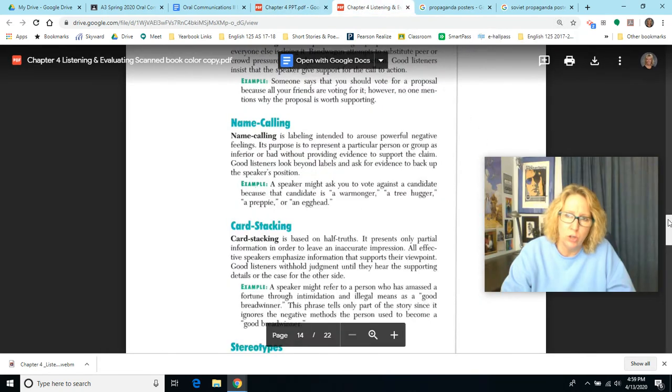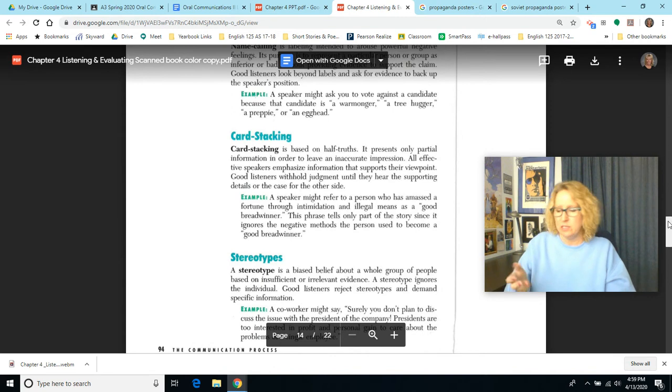The next one is called card stacking. And just like it sounds, you're trying to stack some evidence and make it seem impressive, but it's really based on just inaccurate evidence or half truths. So it only presents part of the information, and the rest of the stack is basically empty, if that makes sense to you. It presents only partial information in order to leave an inaccurate impression. All effective speakers emphasize that information that supports their viewpoint. Good listeners withhold judgment until they hear the supporting details for the case for their side.